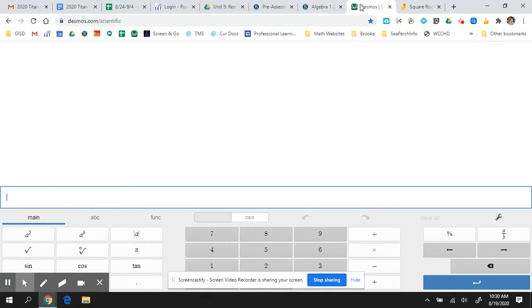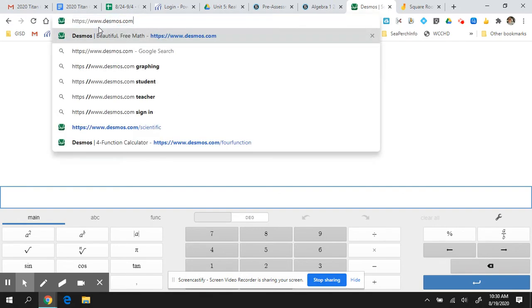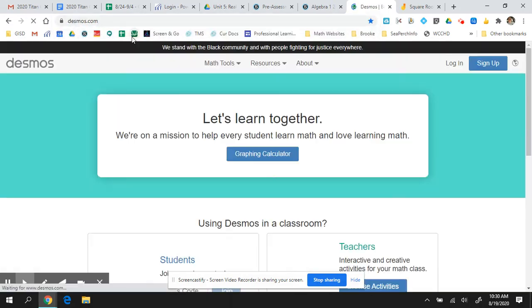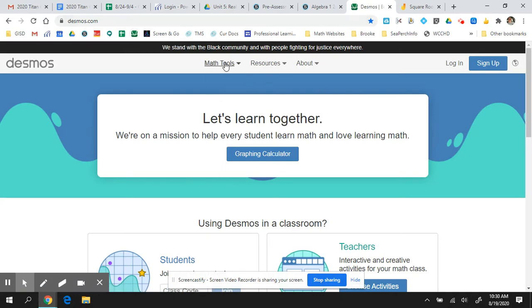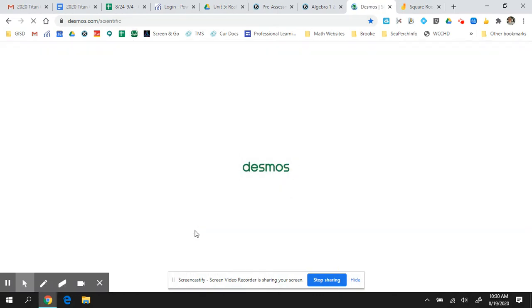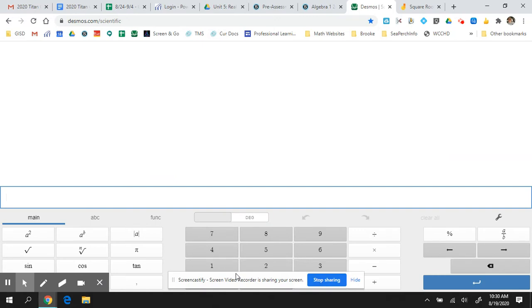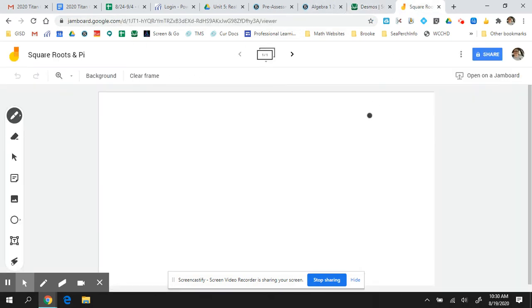If you need to go to the scientific calculator, let me show you the home screen real quick. If you go to Desmos.com, it gives you this. Remember, go to Math Tool, Scientific Calculator, and you'll find what we need for today because it gives you square roots down on the bottom left and a pi button also right here. So maybe the square root of 3 is given to you and you need to convert it to a decimal.